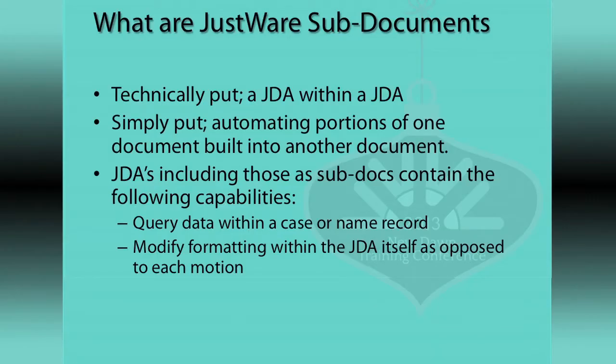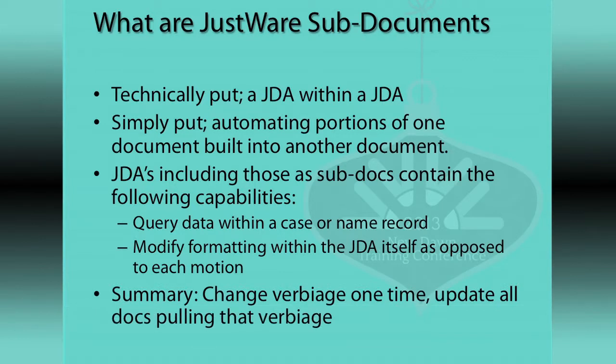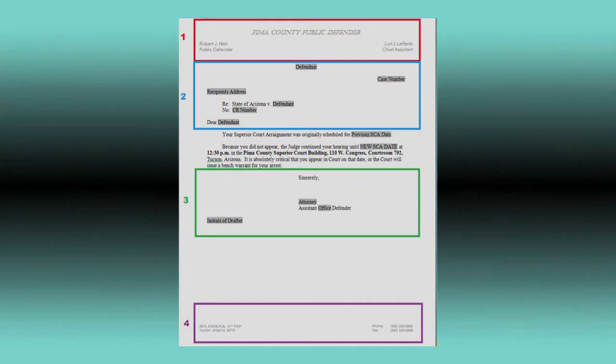So in summary, why are sub-documents great? Change verbiage one time, you update multiple documents. You guys heard this morning, we had to move from one office to another. We had to go into all of those templates, change the address, and then right afterwards we had to change the name of the director. And so shortly after that, when we had to change the name of the director again, we were already in JustWare. And so I changed it on one document, and bam, all of my documents were updated. I didn't have to worry about that problem. And if it was filed wrong in court, I knew that person wasn't using JustWare. So that was another key.